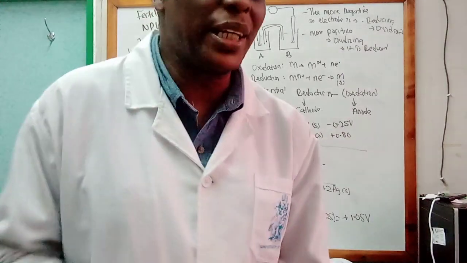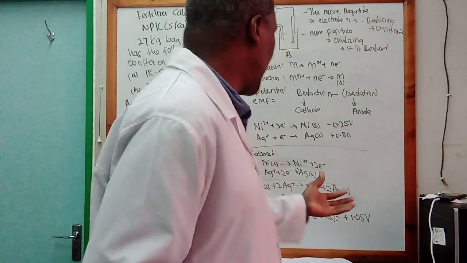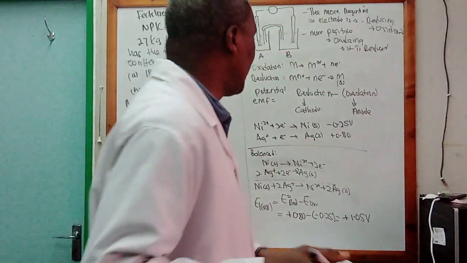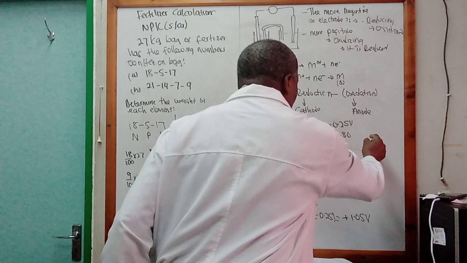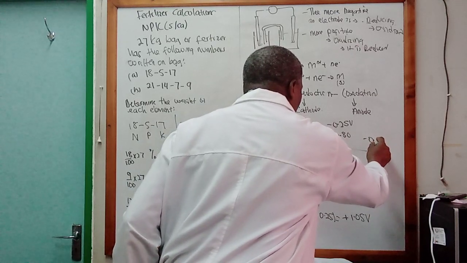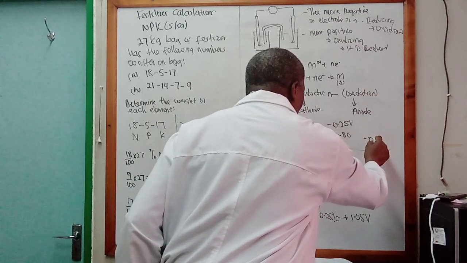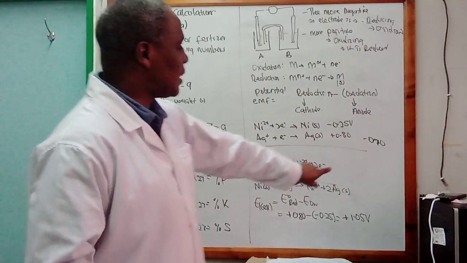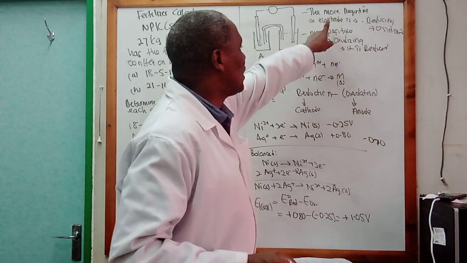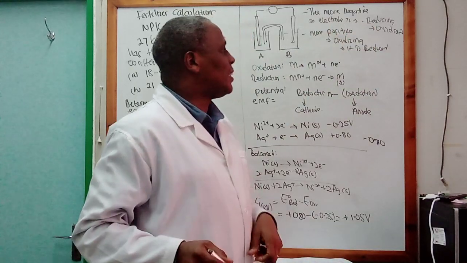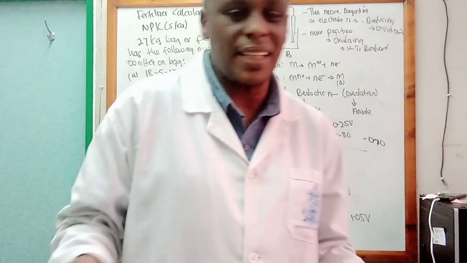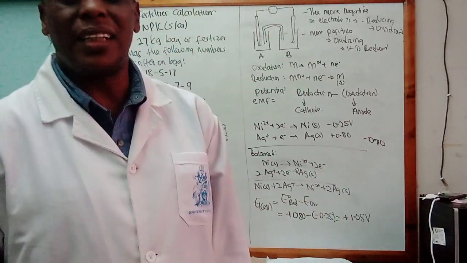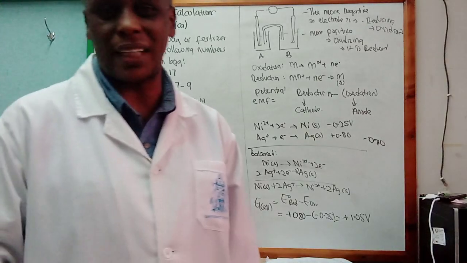But sometimes you can be given two reduction potentials in which both of them are negative. Maybe you can be given negative 0.5 and the next one is negative 0.70. Yeah? So in this case, what you're saying is that the more negative it is, then that is the one which will be reducing, it will be acting as the reducing agent. It means that it is oxidized. It is transformed to be an oxide.